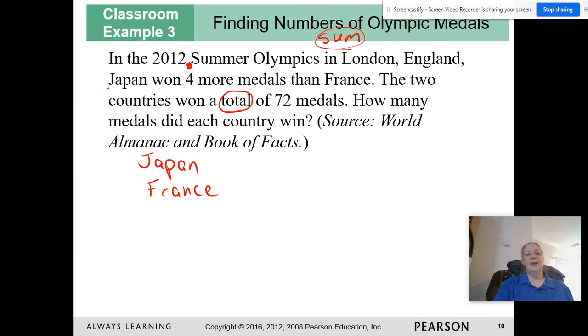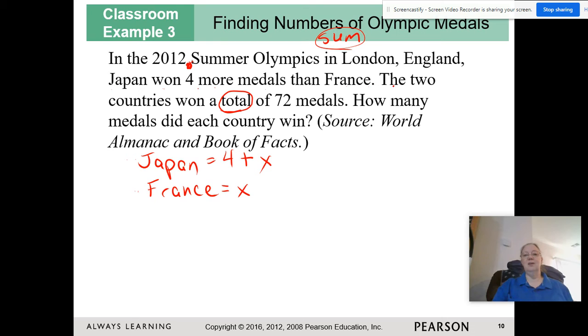So notice I have Japan did something, but I said nothing about France. I didn't say France did something. I said Japan did something. So whichever one is not described, in this case, that's France, that one is going to get the X. One more time. Whichever unknown quantity is not described, that's the one that gets X. Then it says Japan won 4 more medals than France. So more than is add, 4 more than, and we already said France was X. Okay, so our first sentence gives us our X's.